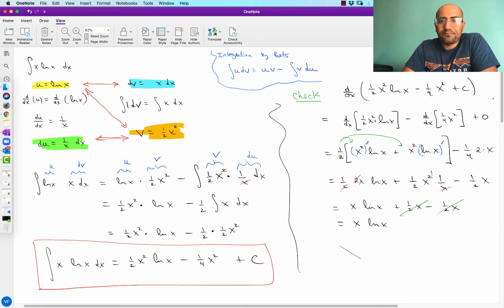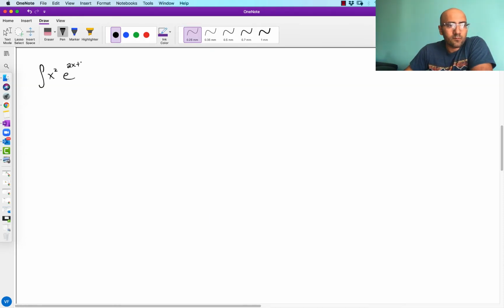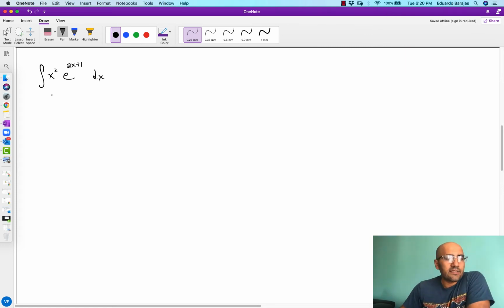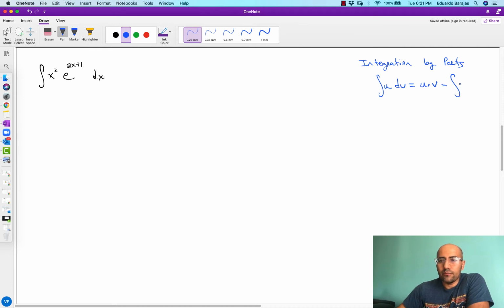All right, let's try another one. All right, let's say we were asked to integrate this, the integral of x squared times e to the 2x plus 1 dx. Okay, so let's do this by integration by parts. So let's write down our little formula for integration by parts off to the side. So we know that by parts, it's going to be the integral of u dv equals u times v minus the integral of v du.